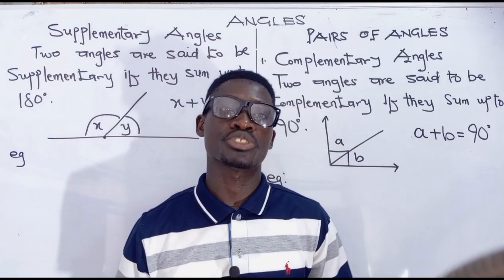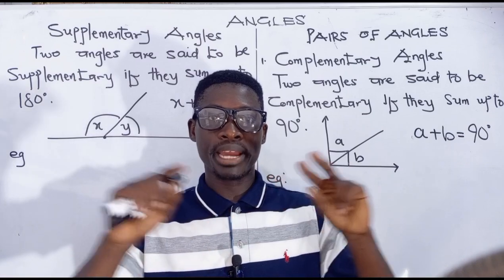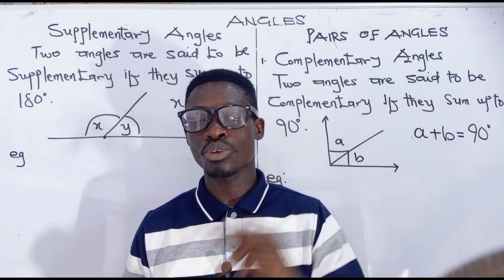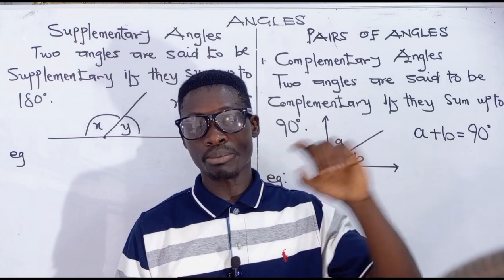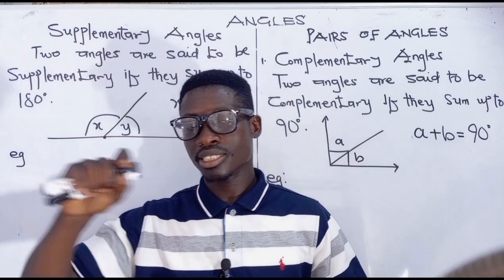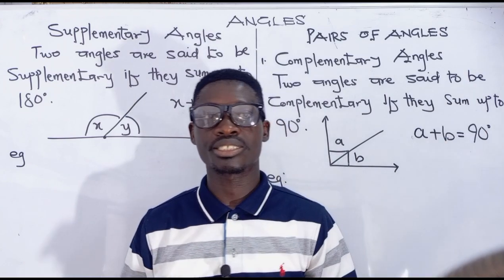So we want to look at pairs of angles. When we talk about pairs of angles, we are referring to two angles. Another pair of angles we shall be considering are the complementary angles and supplementary angles. So let's begin with the complementary angles.